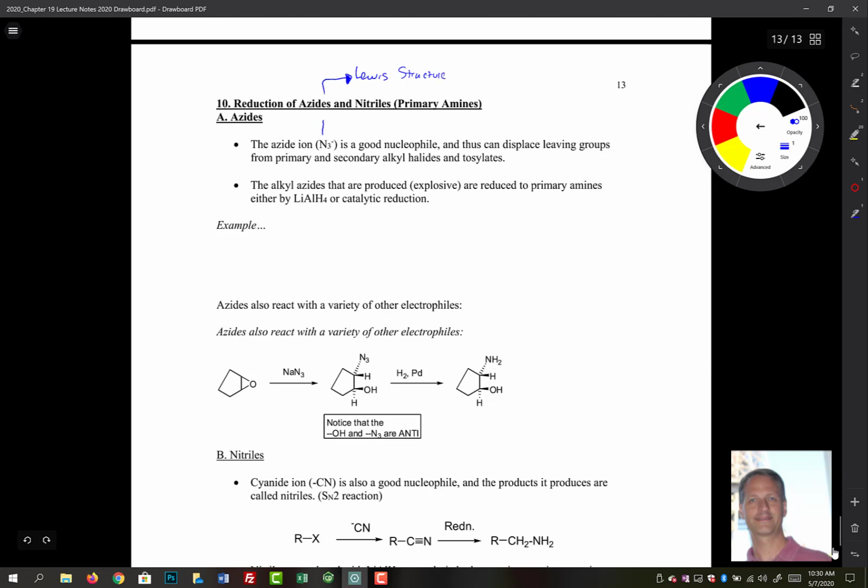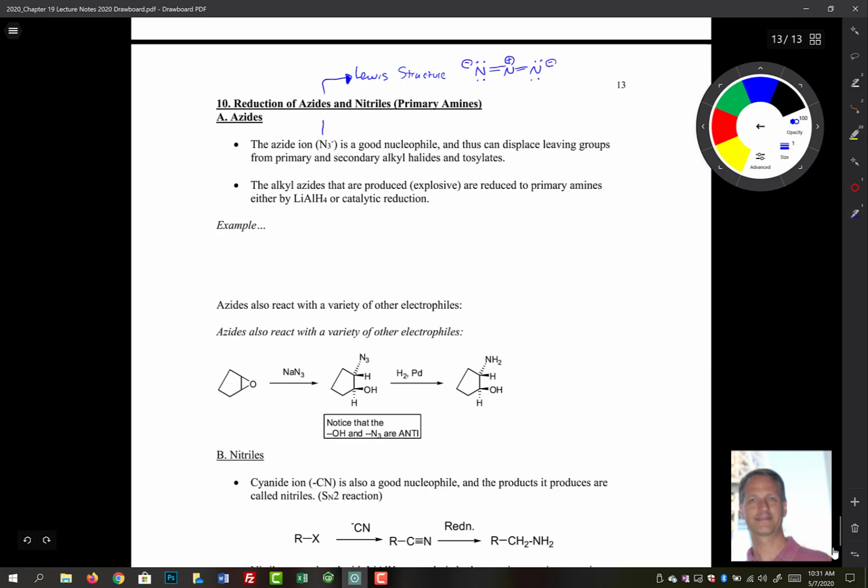at our Lewis structure. So the Lewis structure is 3 nitrogens stuck together with 2 double bonds. So right off the bat, that's going to put a plus charge here. And then we're going to have at each end a set of lone pairs.